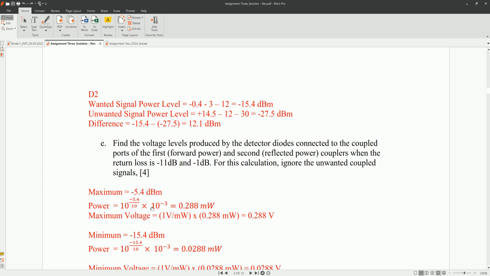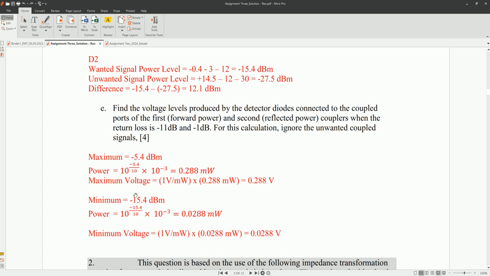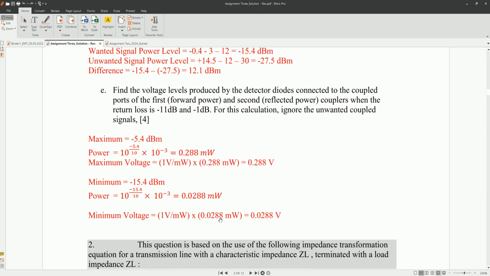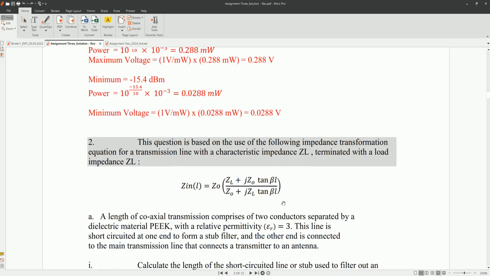1 milliwatt here. So 10 raised to the power -5.4, times 10 to the -3, gives 0.288 milliwatt. The maximum voltage will be 1 volt per milliwatt, which is given earlier, multiplied by this milliwatt. So this is the voltage it will generate. Similarly, for the minimum values, we have -15.4 dBm, and we calculate its power level, and then we multiply it, and we get the minimum voltage, which is 0.0288 volt.